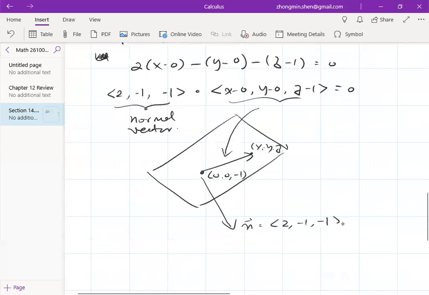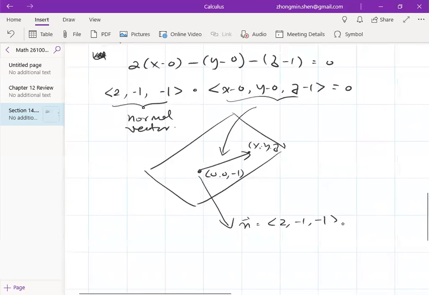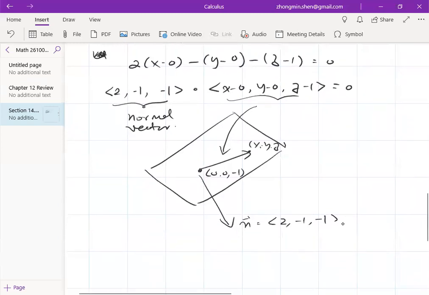So the equation for the plane can be described by this inner product. This dot product equals 0. Take an arbitrary point, and then you get a vector from one point in the plane to another point in the plane. Then this vector should be perpendicular to the so-called normal vector. Then you get an equation. Okay, so this is about the plane. So the graph of this function is a plane.